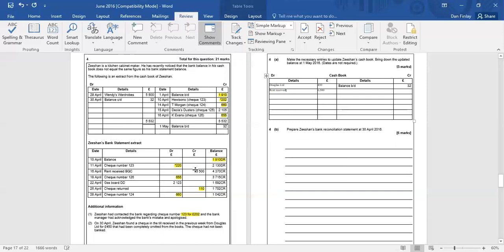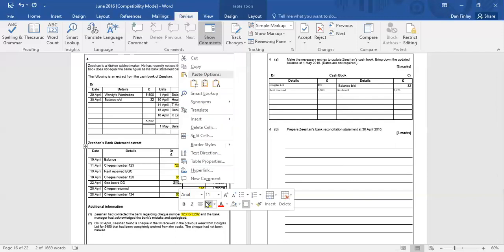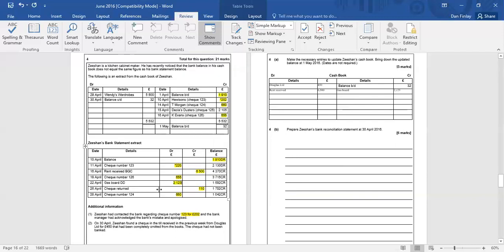Then I can cross that off because that's done now. Gas board, so that should be on the credit side. So gas board, which is 2,123. So I can now tick that off. Okay. And that's it updated. So the next thing to do is to balance this new one here.